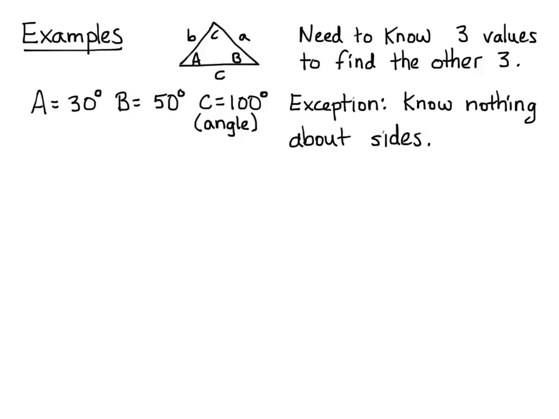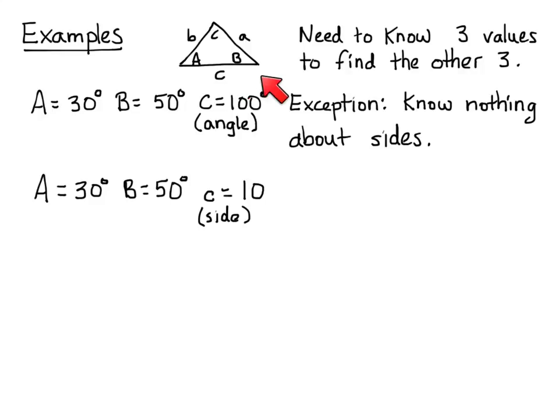We know nothing about the sides, so we stop here. So if we know 2 angles, we can find the 3rd angle, but we can't find any of the sides. Okay, so let's say we know a side and 2 angles. So we know side C, and we know the 2 angles that are attached to C. Okay, we know angle A and we know angle B. So how can we figure this out? What's the best way to do this? What do you think?